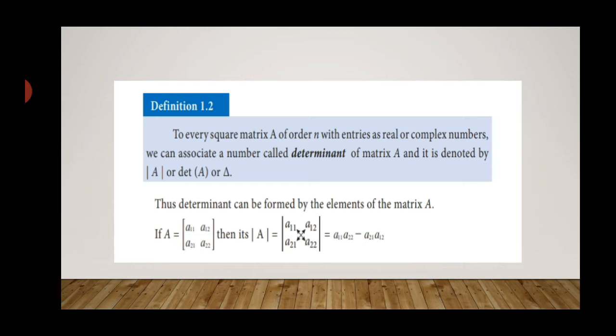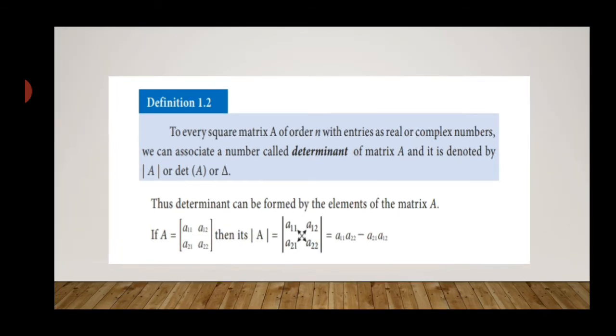You can use A, right? Or actually it must be pronounced as determinant of A, not modulus of A, but usually we use the modulus symbol, so that's why I told you. But hereafter we have to say it as determinant of A, or det A, or delta. This is also determinant. So the three formats are acceptable, so keep that in mind, right?